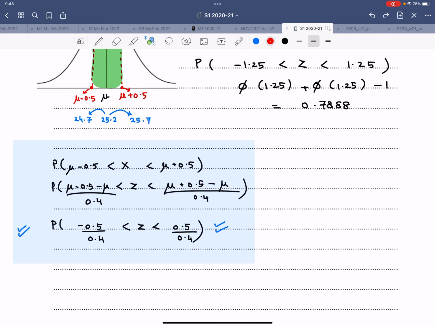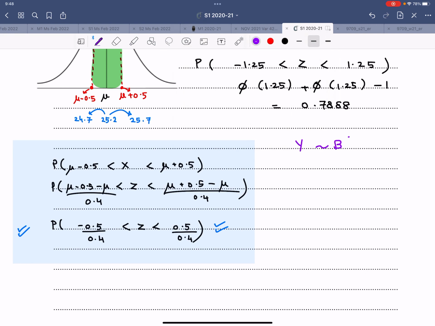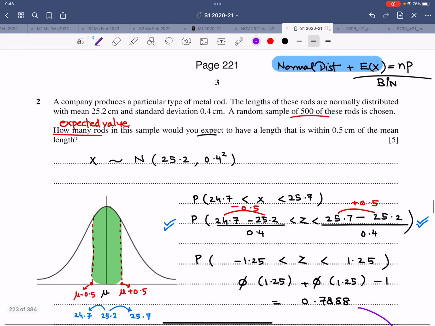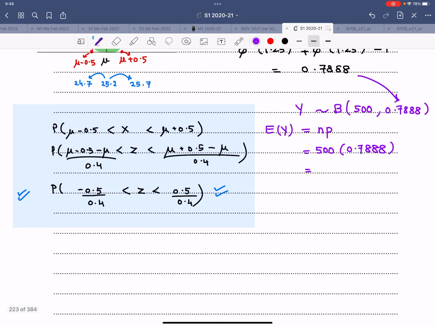So therefore, Y follows a binomial distribution, 500, 0.7888 is the probability of success. And they are not asking for probability, they are asking for expectation. So expectation of Y is np, that is 500 multiplied with 0.7888. So the answer is coming out to be, after rounding off, first of all, let me multiply. So when I multiply, that is 0.7888 multiplied by 500, this comes out to be 394.4.